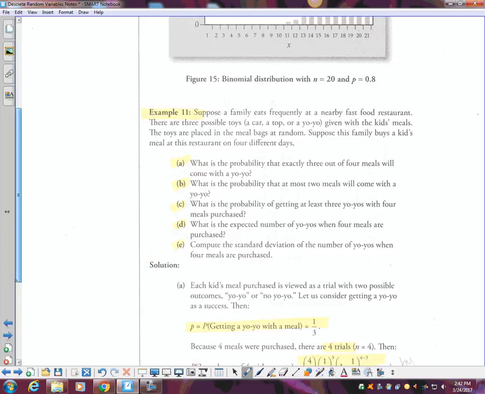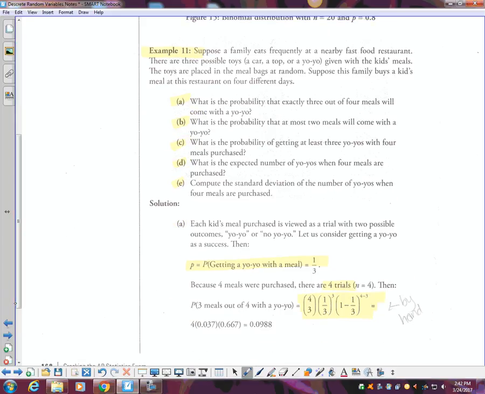Okay, let's look at example 11. Suppose a family eats frequently at a nearby fast food restaurant. There are 3 possible toys, a car, a top, or a yo-yo, given with the kids' meals. The toys are placed in the meal bags at random. Suppose this family buys a kid's meal at this restaurant on 4 different days. What's the probability that exactly 3 out of 4 meals come with a yo-yo?